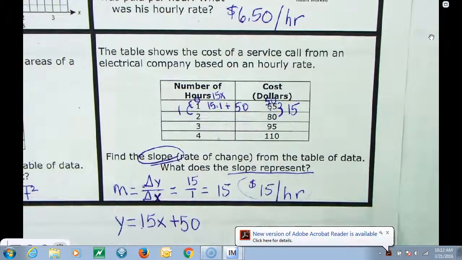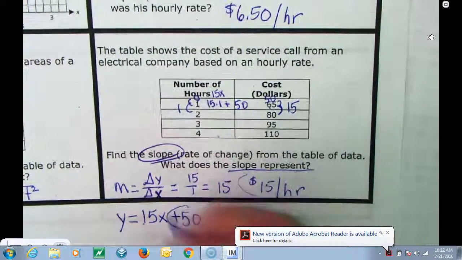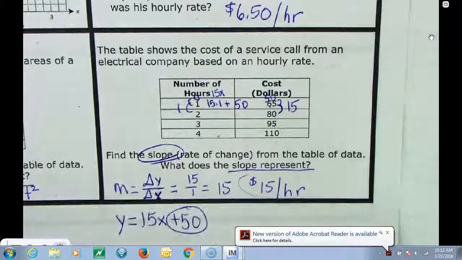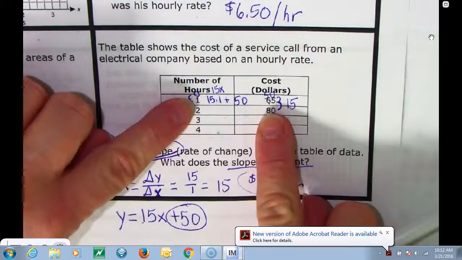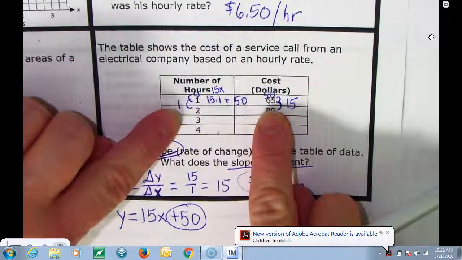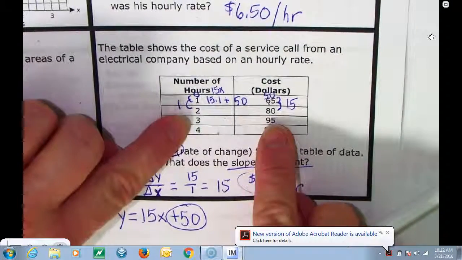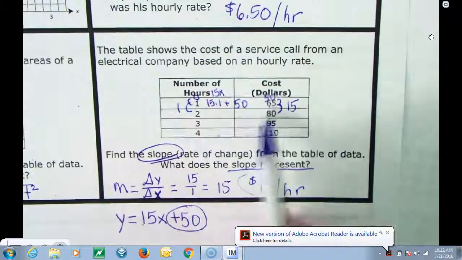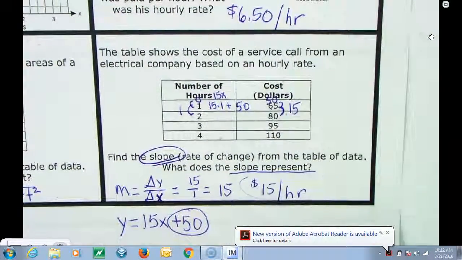Why is it not proportional? How do you know it doesn't go through 0, 0? It has the plus 50. That plus 50 keeps it from being proportional. And if I divided all of these, I'm not going to get the same thing. If I divide 65 by 1, 80 by 2, 95 by 3, I'm not going to get a k. That's what we do to find out if it's proportional. Divide your y by your x.